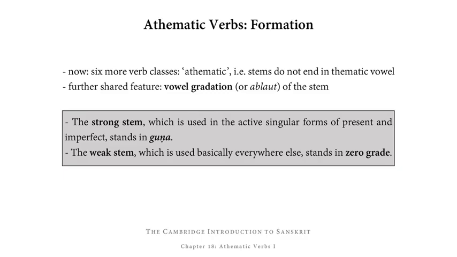The remaining 6 verb classes that Sanskrit has and that we yet have to look at are all athematic, meaning that their stems do not end in this thematic vowel. Another feature that they have in common is so-called vowel gradation, also known as ablaut, of the stem, which means the following. They have 2 stems, a strong stem and a weak stem. The strong stem is used in the active singular, in the present and imperfect. The weak stem is used more or less everywhere else. The strong stem will have an element in guna, and the weak stem will have that same element in zero grade.